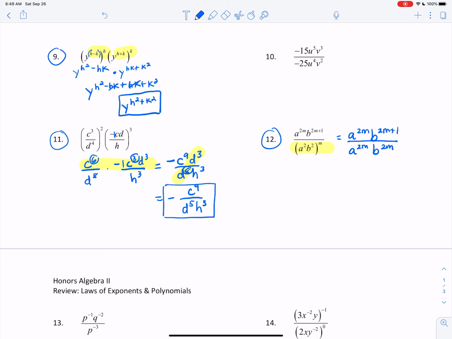Now we have common bases here. In fact, a to the 2m divided by a to the 2m, you can cancel right out. Those are common factors. Or if you subtracted 2m minus 2m, that's a to the 0, which is 1, so it cancels out. Now we need to subtract exponents for b. We have b to the 2m plus 1 minus 2m. Well, 2m minus 2m is 0, and we just end up with b to the 1st, or b.